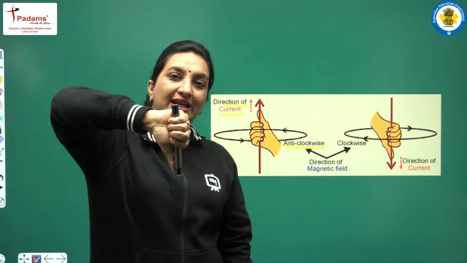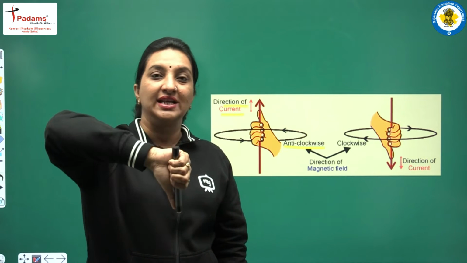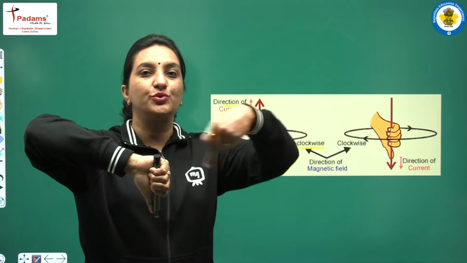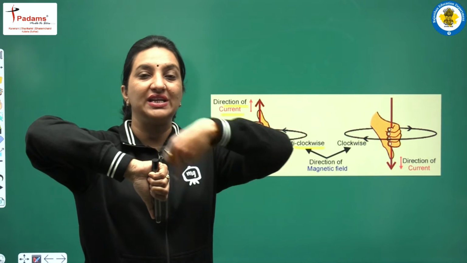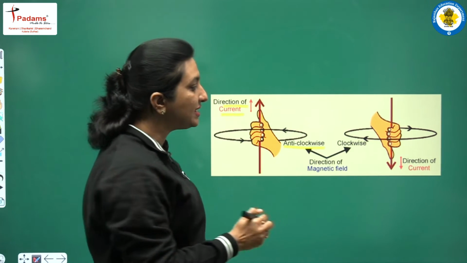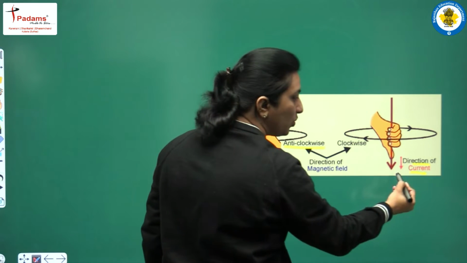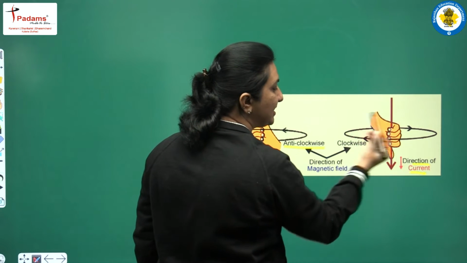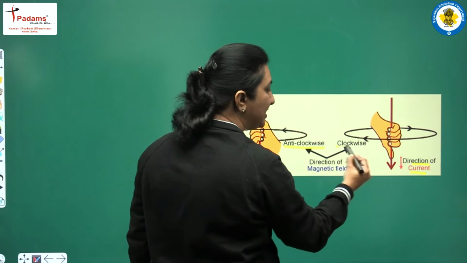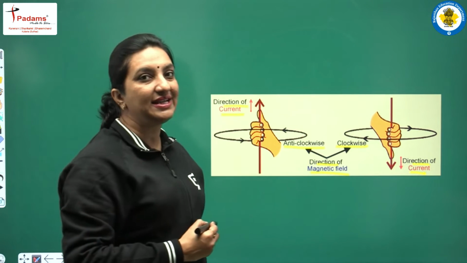Now, if the direction of current in the conductor is downwards, then the curl of the fingers, which will give the direction of magnetic field, is clockwise. This we have shown here also, students, that if the direction of current is downwards, then the curl of fingers is giving the direction of magnetic field which is clockwise. So, this is the direction of magnetic field.